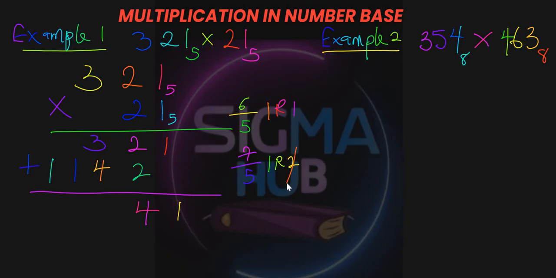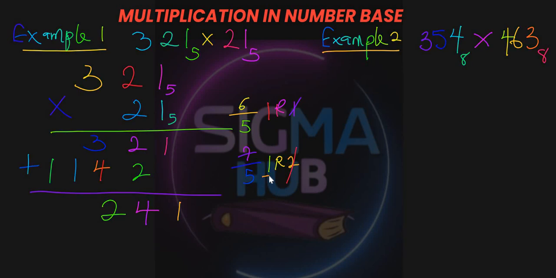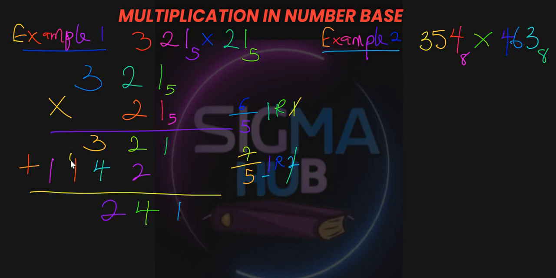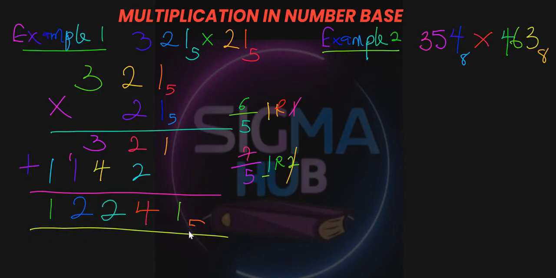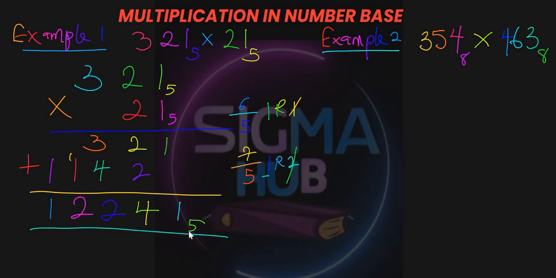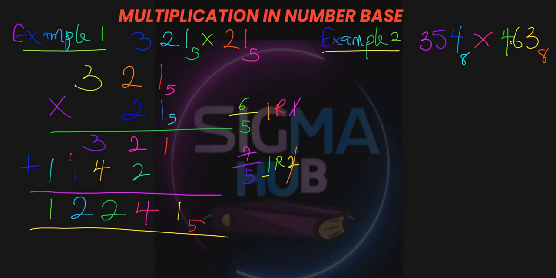So I'm going to be writing the remainder as usual. That's how we do first. So the remainder first, which is going to be 2. So you keep 1. Then add the 1 to the 1 you have here. You have 1 plus 1 is 2. Then we also have the last one here, which is 1 here. So the final answer is 1 2 2 4 1 in base 5.